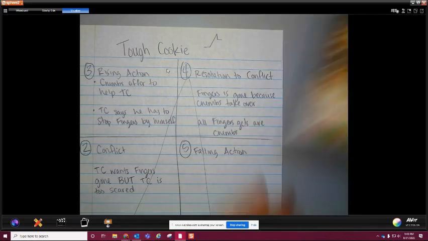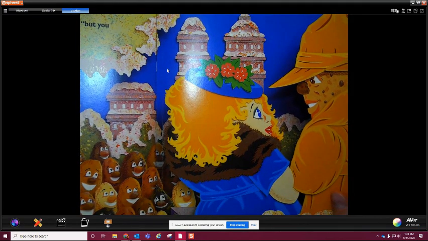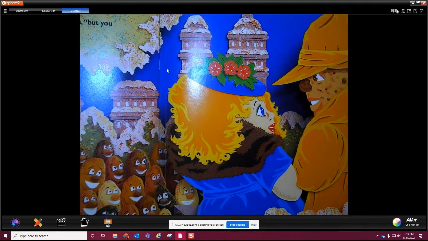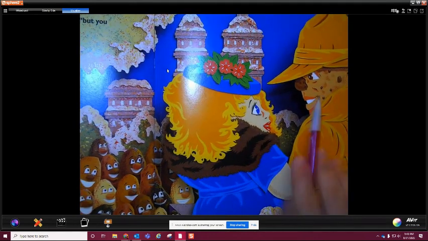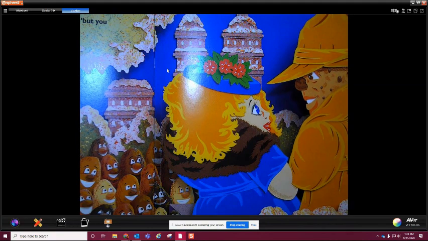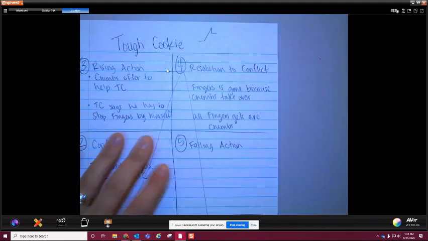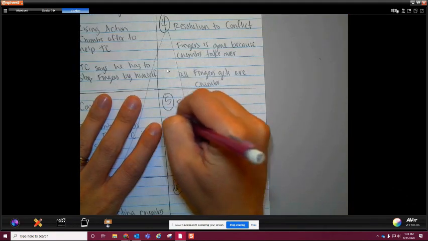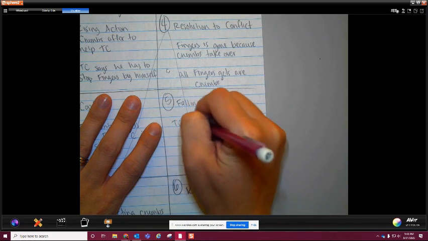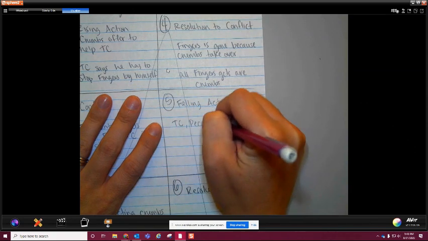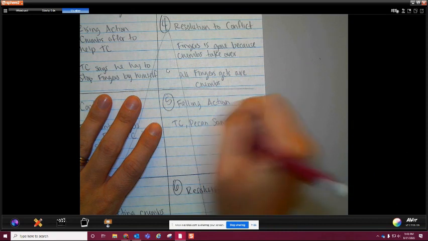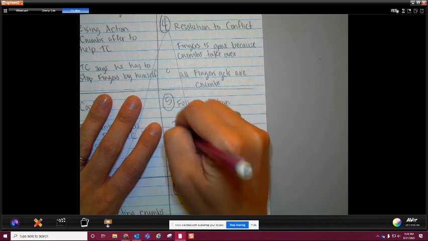Okay, so we get to falling action, which is this page right here. You can see they're all happy and smiley because they won. So we have Tough Cookie, we have Pecan Sandy, and we have Crumbs, and they're all happy because they won. Okay, so that's what I'm going to write. So I'm going to write Tough Cookie, Pecan Sandy, and Crumbs.